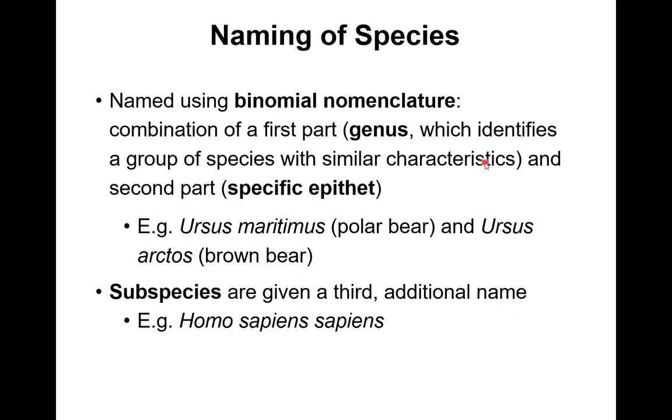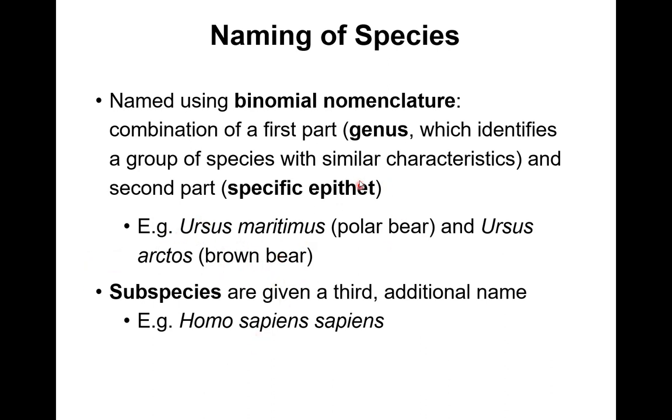Now, just to remind you, I already mentioned this when we talked about macroevolution. Species are named nowadays using a binomial nomenclature, which consists of two parts. The first part corresponds to the genus, which in reality includes several species, and the second one, the specific epithet, is the one that really defines the specific species. For example, for bears you have Ursus maritimus, polar bear, and Ursus arctos, brown bear.